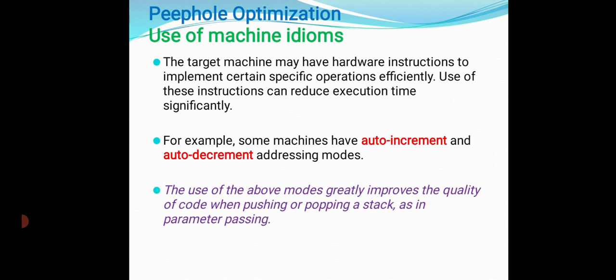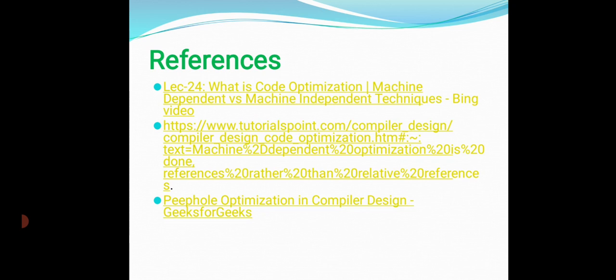In auto increment or auto decrement mode, after reading a memory location, we automatically move to the next or the previous location. So these addressing modes can be used, for example, in the case of stacks while pushing and popping, or in the case of parameter passing. So these are going to increase the efficiency of the code if efficiently used.